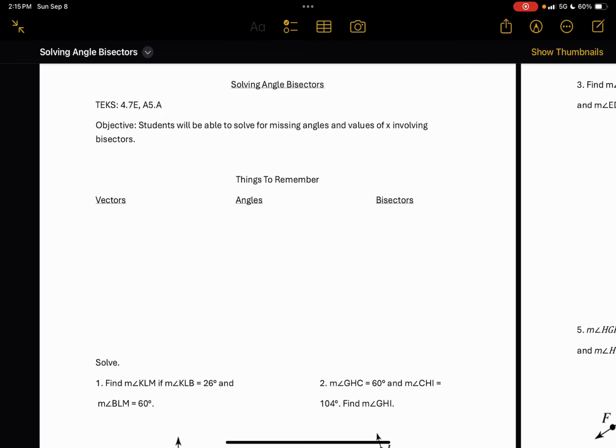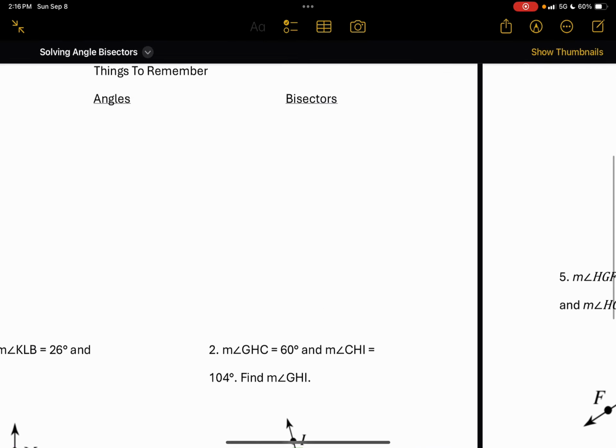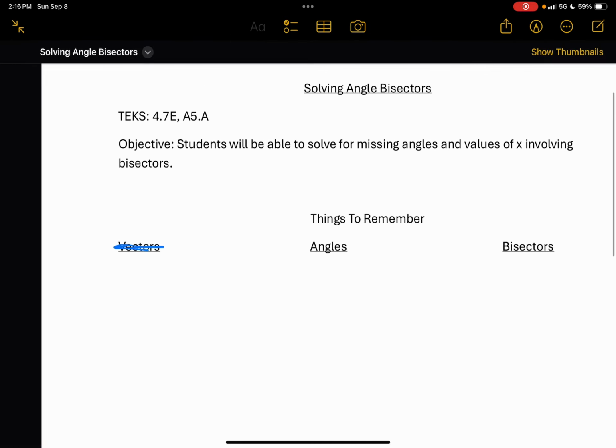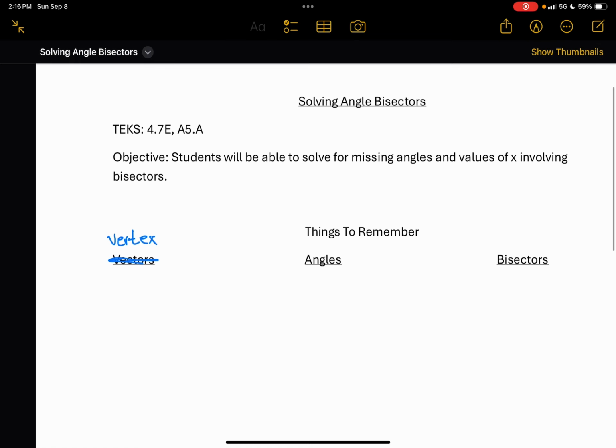So that's funny, it says vectors. That should say vertex. Vertex. Vectors, that's funny. All right, so remember the vertex is just the middle of the angle.